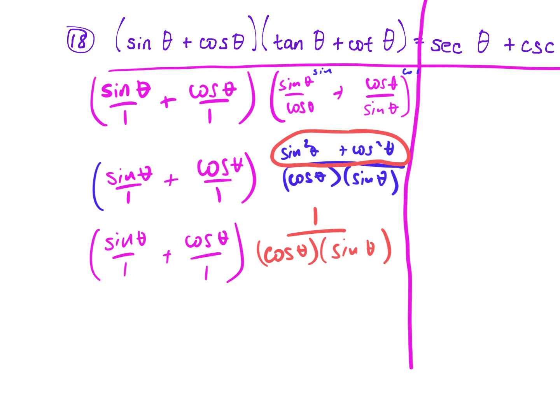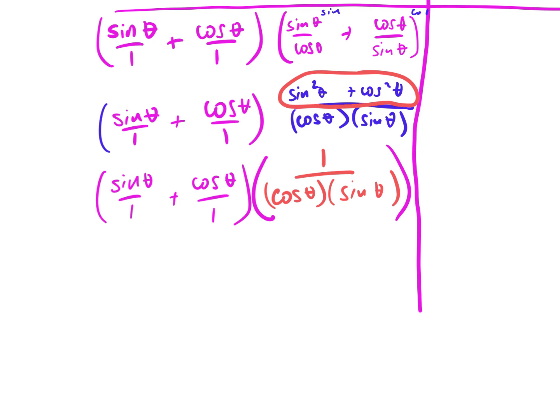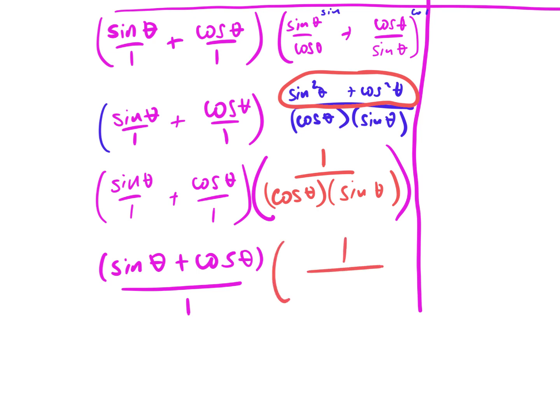How do we think, guys? We think algebraically, right? If you're adding fractions, they have to have a common denominator. Do you guys agree that this right here in pink is sine theta plus cosine theta over 1, right? Times 1 over cosine theta times sine theta. It's just two. That's it.